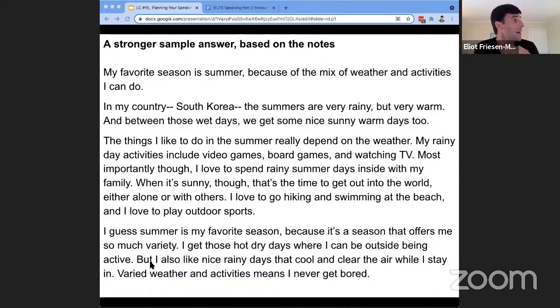Okay. In my country, South Korea, the summers are rainy, very warm, and between those wet days, we get some nice, sunny, warm days too. Do you see how much clearer that bullet point is being answered here? It's direct. It's not a lot of information, but it is a direct and clear response to that bullet point. And that's what your goal ought to be for this. Again, some students wonder about the length of these things. Not long here for these bullet points, just direct and clear and with detailed language as much as you possibly can.